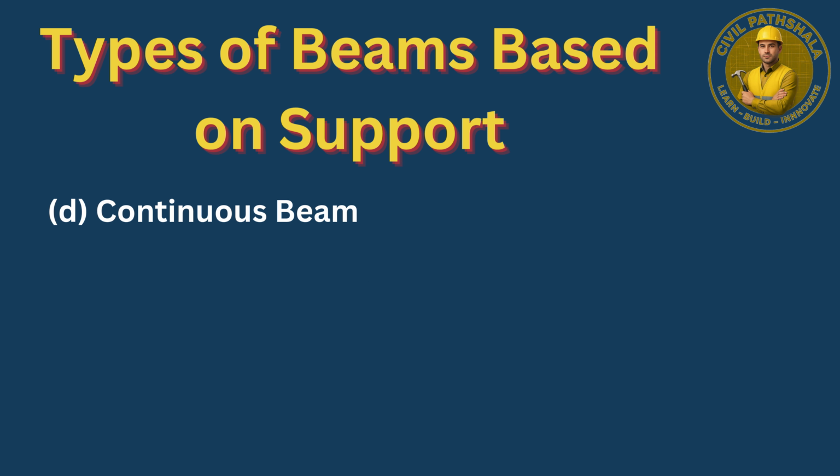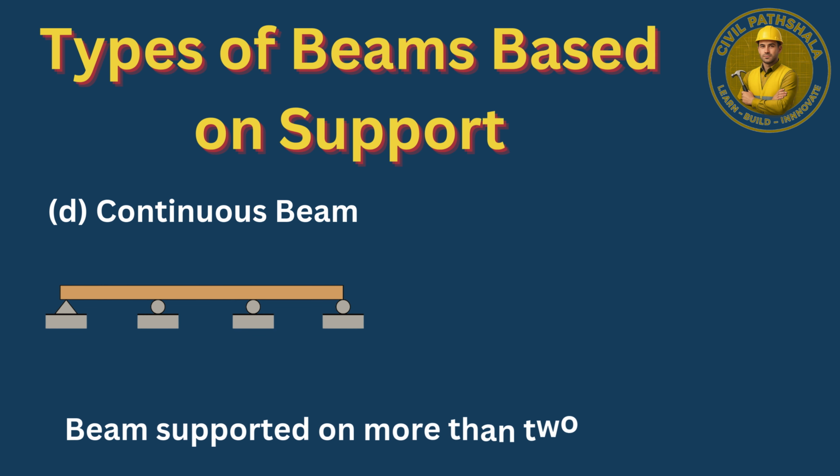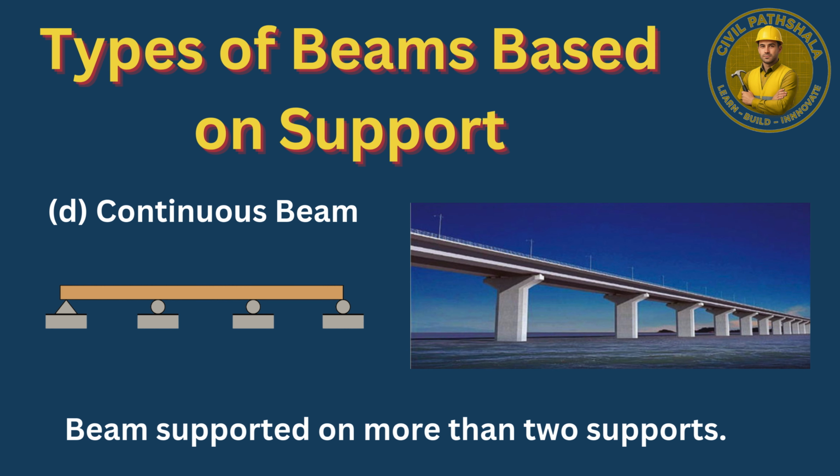D. Continuous beam. Beam supported on more than two supports. When a beam extends over more than two supports, it's called a continuous beam. These are common in bridges and multi-span structures.